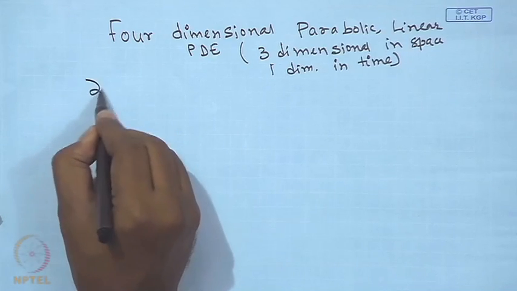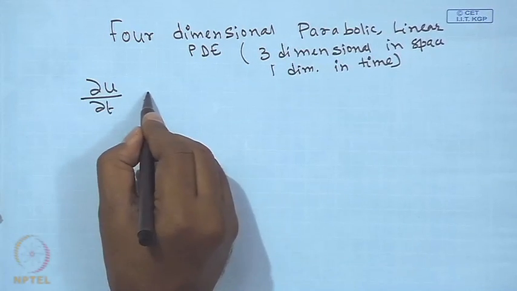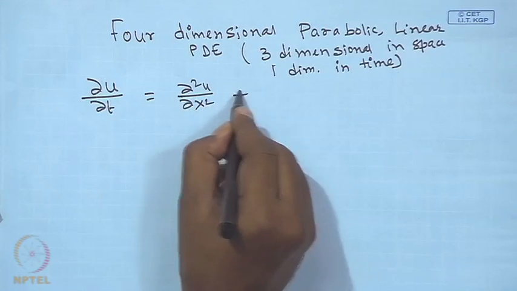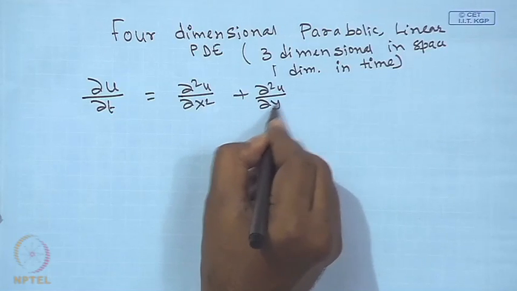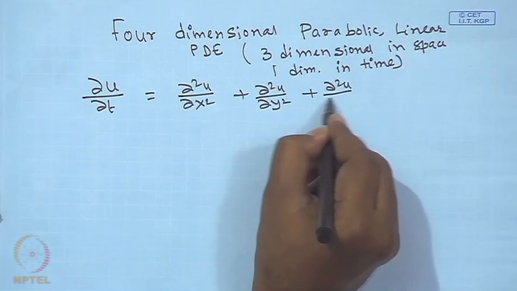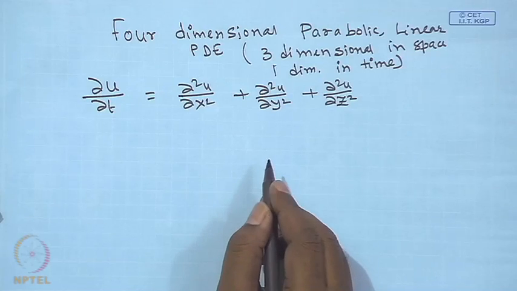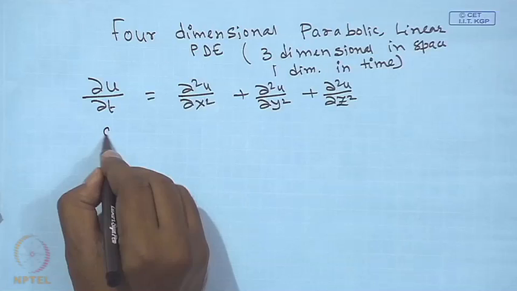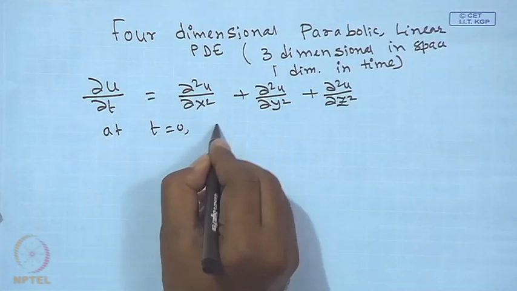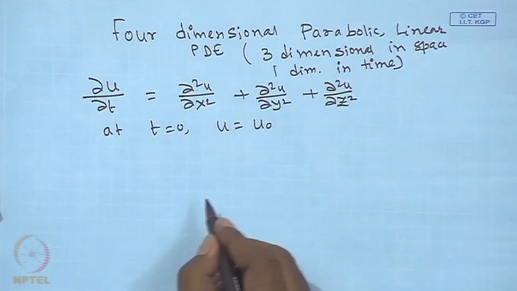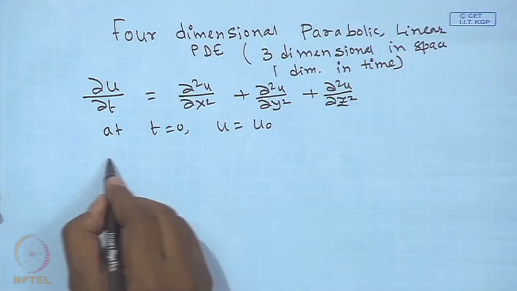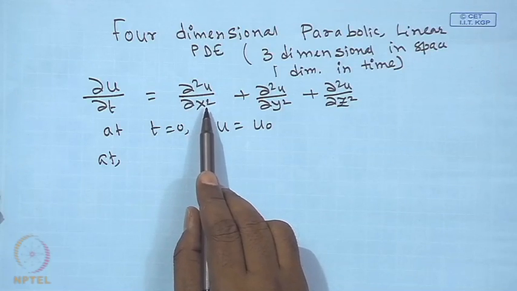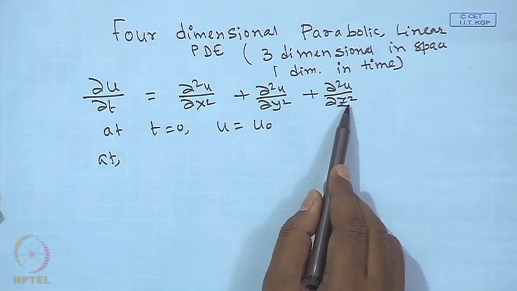So, the governing equation will be in general looking something like this: del u del t is equal to del square u del x square plus del square u del y square plus del square u del z square. Now, we formulate a well posed problem and a basic problem, that is at time t is equal to 0, u is not equal to 0, let us say u is equal to u naught, and the other 6 boundary conditions, we need to have 2 conditions specified on x, 2 conditions on y, 2 conditions on z.